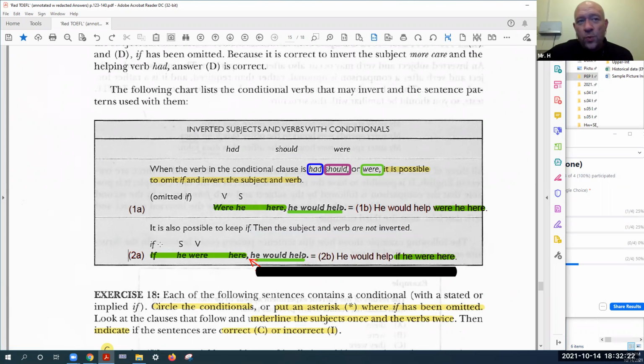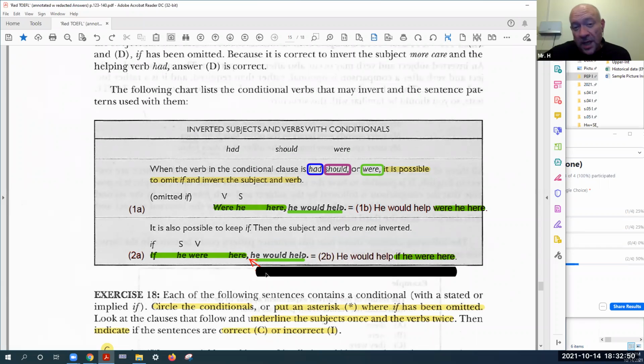Where is the main clause? Find the main clause. He would help. Bingo. Now read 2b. He would help if he were here. Okay, these mean the same thing. Where's the main clause in 2b? He would help. That's right. The first part, he would help.